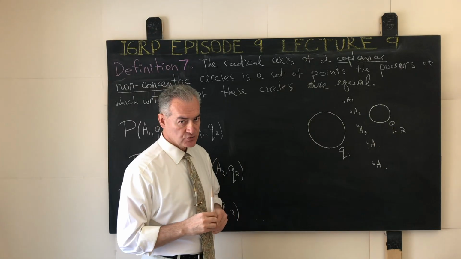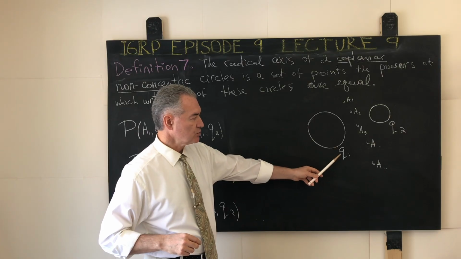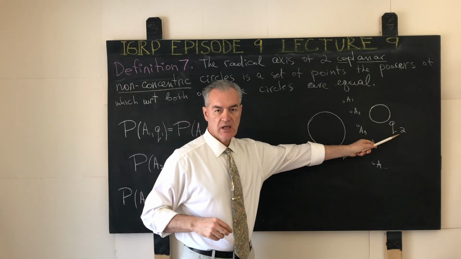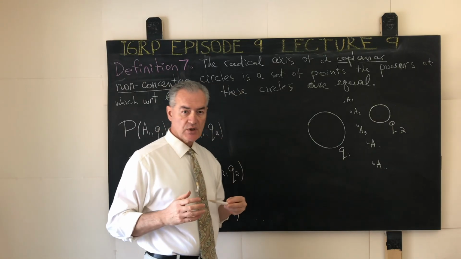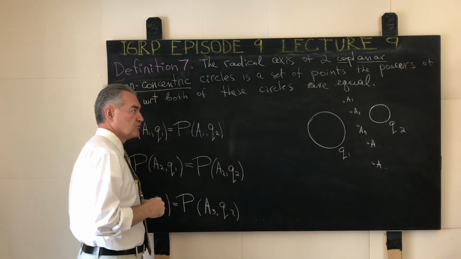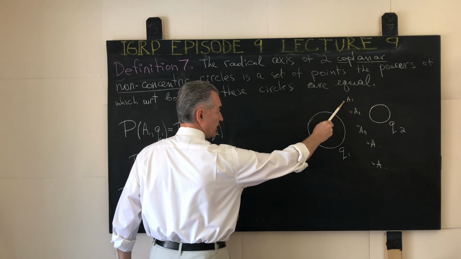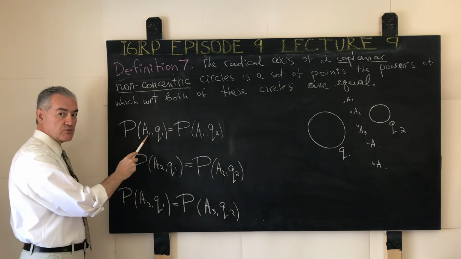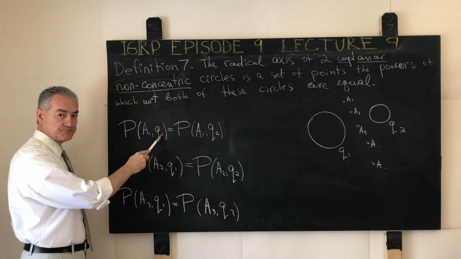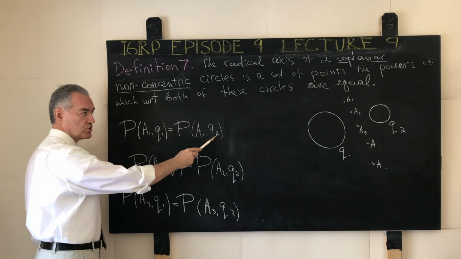That is, let us assume that we're given two coplanar circles, such as the circle Q1 and the circle Q2, and these coplanar circles are not concentric. Then, the way the theory goes, we should be able to find, for example, a point, such as the point A1, and that point A1 has the following property. The power of the point A1 with respect to the circle Q1 is a real number that is one and the same as the power of the same point A1, but with respect to the circle Q2.